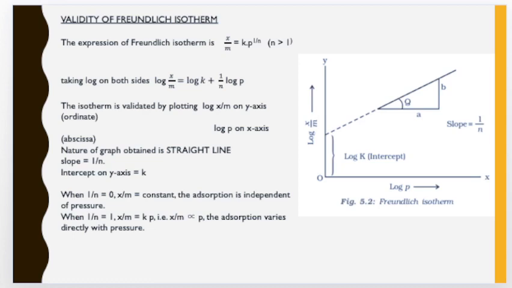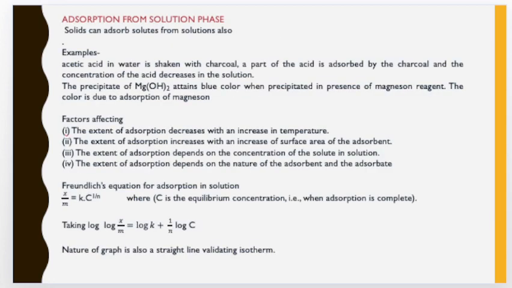Moving on to the next topic, adsorption from the solution phase. So depending on the nature of adsorption, adsorbate and adsorbent, another type of adsorption is adsorption from solution, where solids can adsorb solutes from the solution. For example, acetic acid in water is shaken with charcoal, and it is observed that some amount of acid gets adsorbed by the charcoal and the concentration of acid in the solution decreases.